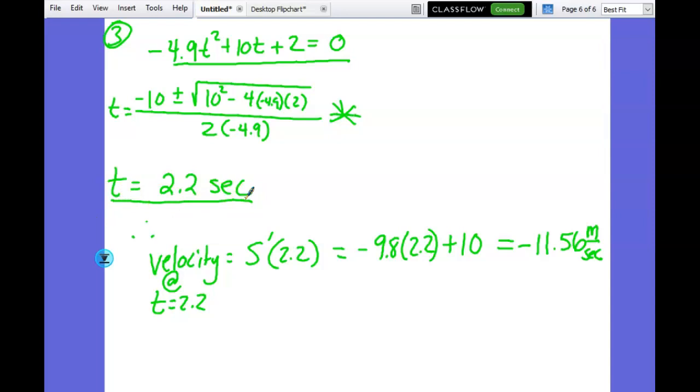At that point, once you know the time whenever it hits the ground, to find your velocity when it hits the ground, you plug 2.2 into the derivative of your position function, and you would end up with negative 11.56 meters per second. Okay, so there you guys have it.